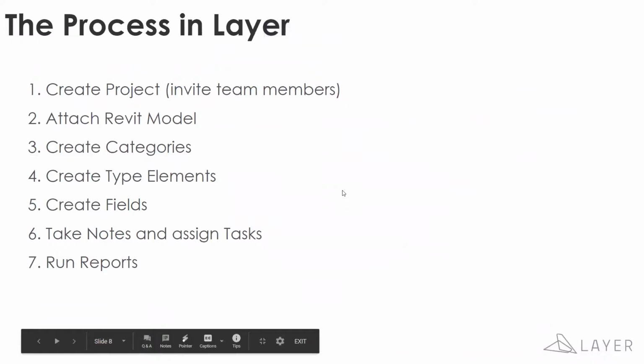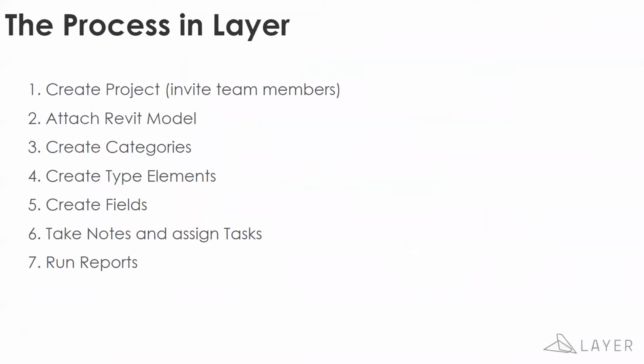So the process when working with Layer, which I'm going to demonstrate here, is that we first have to create a project in Layer. Obviously, the step before that is you need to sign up and create an account. But once you've done that, you can create a project specific to the project you're working on, and then you can invite team members. I'm happy to answer questions later about how team members are added either within your company or as outside collaborators. Once you have created that project, you're going to need to connect your Revit model.